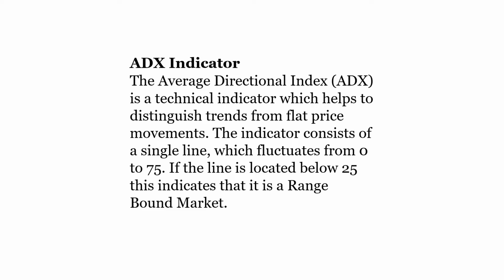Just as there are some indicators that work best for trending markets, some indicators work best for ranging markets. One example of this is the average directional index. The average directional index is a technical indicator which helps us distinguish trends from flat price movements. The indicator consists of a single line which fluctuates from 0 to 75. If the line is located below 25, this indicates that it is in a range-bound market. We have a whole lesson for the average directional index indicator in the previous section. You should take a look if you don't remember this.